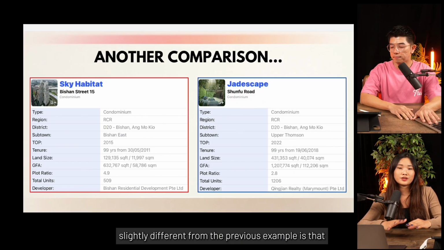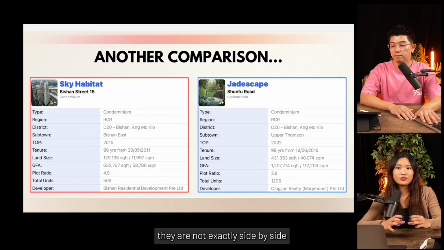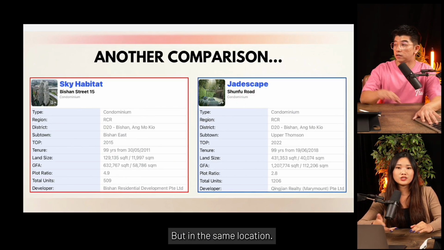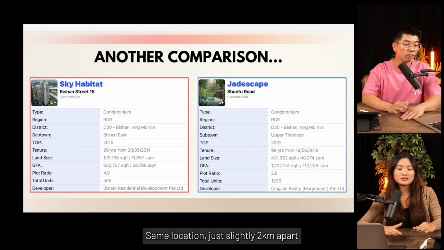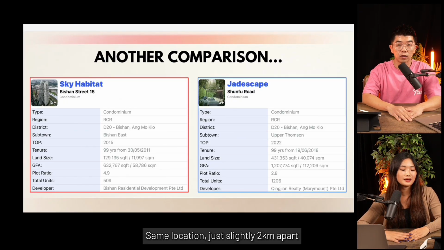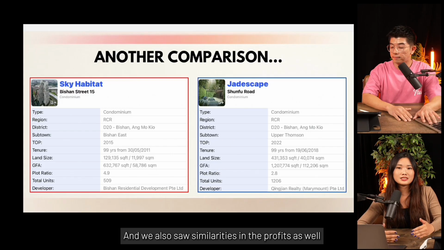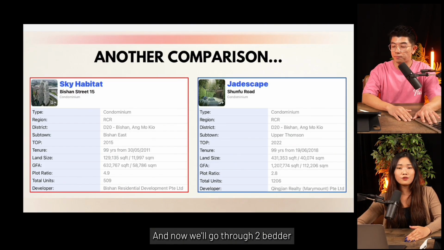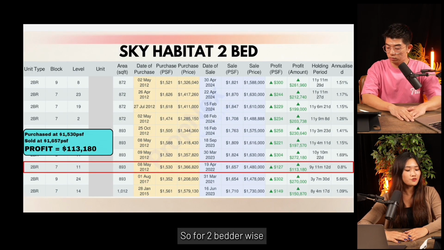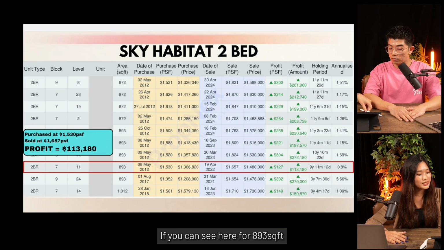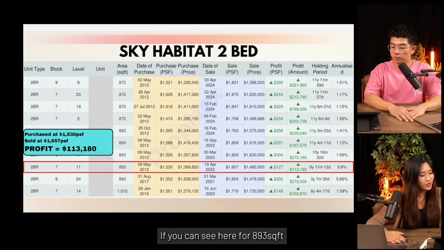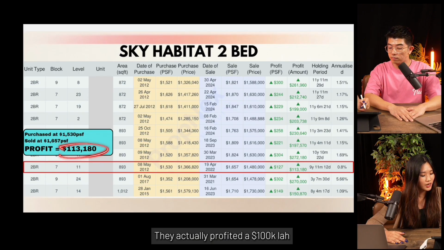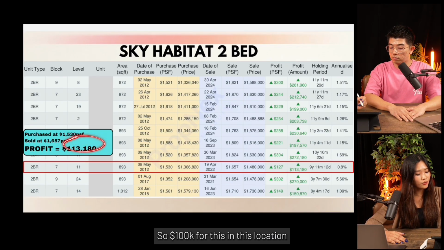So another comparison for you guys, Sky Habitat and Jadescape. Slightly different from the previous example is that they are not exactly side by side. But they're in the same location. Yeah, same location, just slightly 2 km apart. And we also saw similarities in the profits as well. And now we'll go through two-bedder. So for two-bedder, if you can see here, for 893 square feet, they actually profited 100k lah. So 100k in this location.